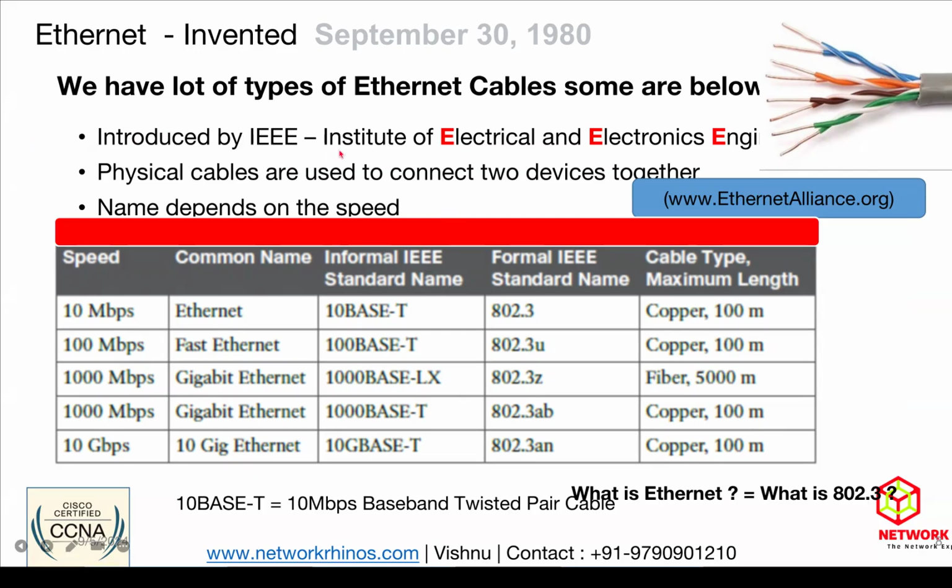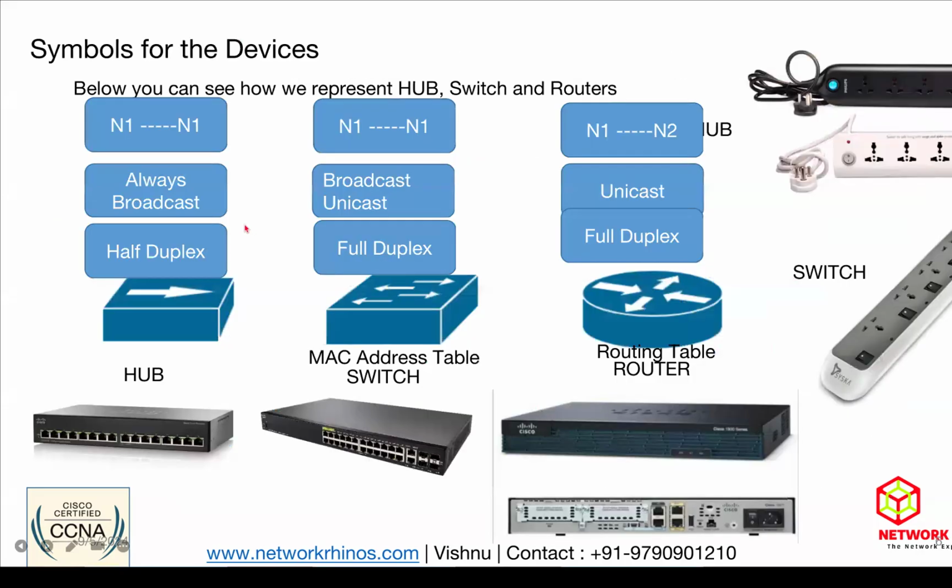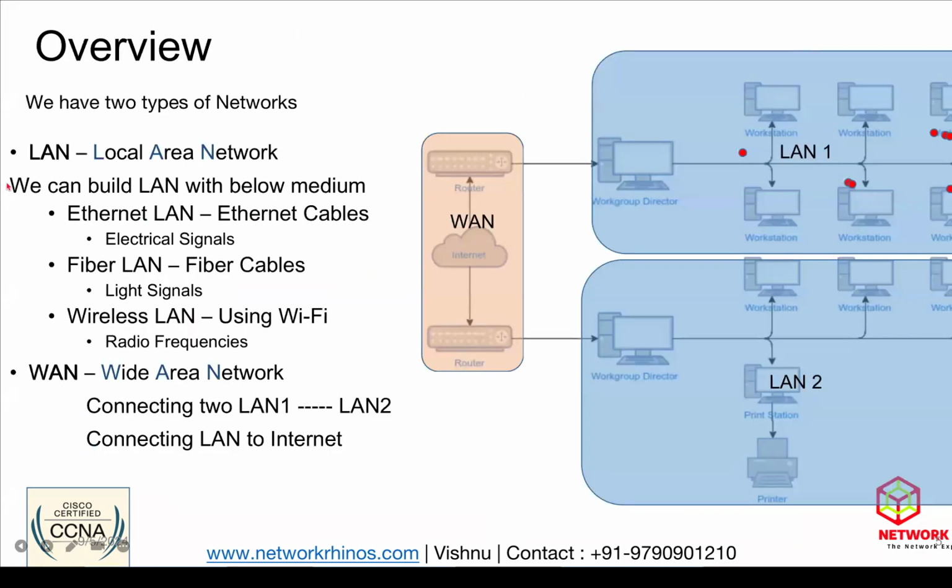Now let's talk about the different methods using which you can build a LAN network. Majorly we have two types of network. One is called LAN, the second is called WAN. LAN means connecting two or more devices within the office building. So how can I connect them? We have one PC here, one PC here. To connect them, I can use an Ethernet cable. If I use an Ethernet cable, that is termed as Ethernet LAN.